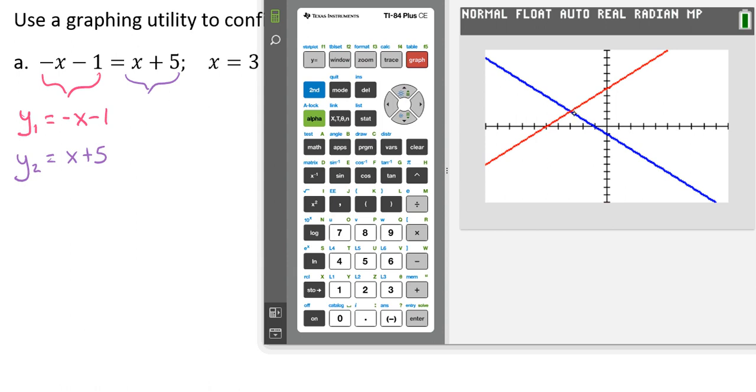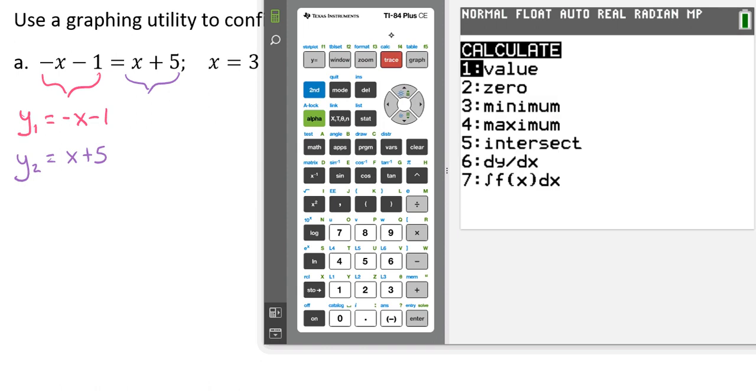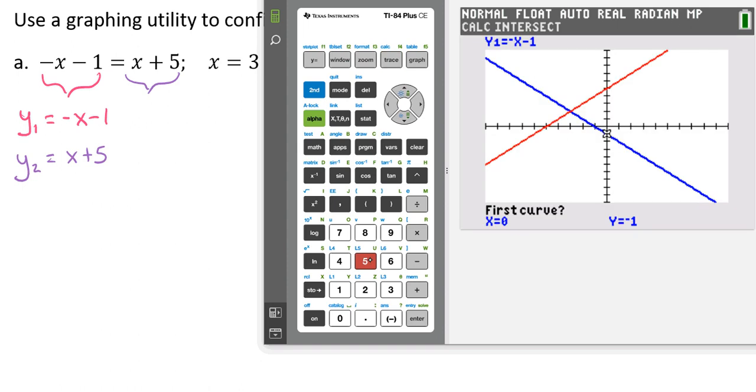And we're interested in this point of intersection right here. So we're going to calculate that intersection. So in order to do that, we're going to go to second, trace, which activates our calculate menu, and we want to find option 5, the intersection. So I'm going to choose option 5, and it says what was the first line that we are looking at that intersects. So we make sure at the top here it says y sub 1 equals negative x minus 1. And it says, what's your second line? So here we have our y sub 2 is x plus 5, and we confirm that.